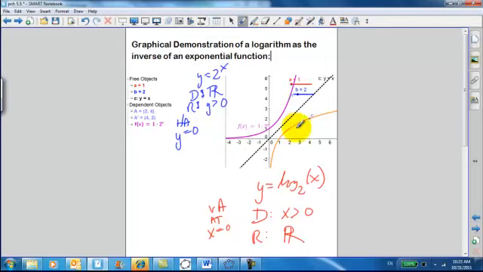And the points are flipping as well, as we saw. 2 goes to 4 on the exponential function, and that becomes the point 4 comma 2 on the inverse function.